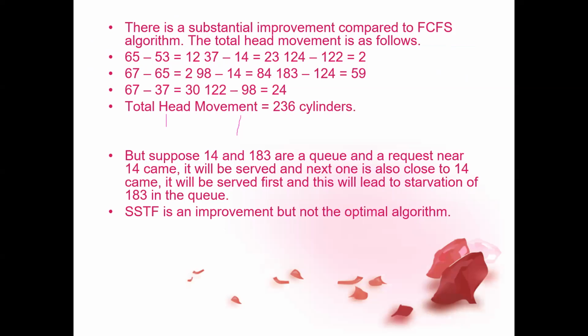Again we have to calculate the total head movement as we have calculated previously. Same way we have to calculate the total head movements. But what is the problem here? Suppose we have 14 and 183 in a queue and a request near 14 came. It will be served. The next one is also close to 14 and again it will be served first. Then 183 will lead to starvation. 183 has to wait in the queue until all the requests near 14 are served.